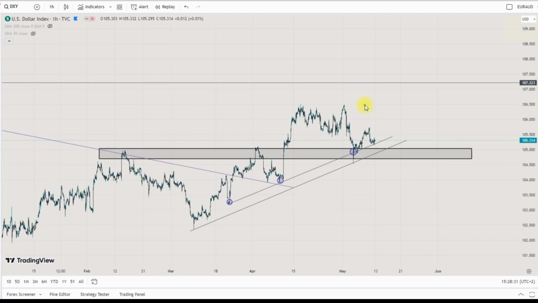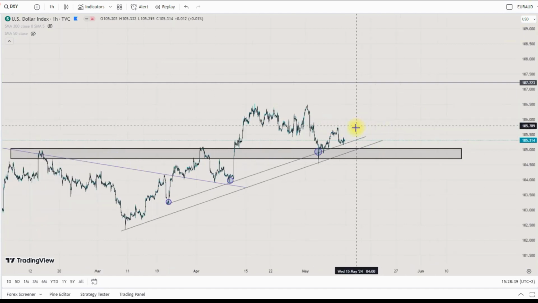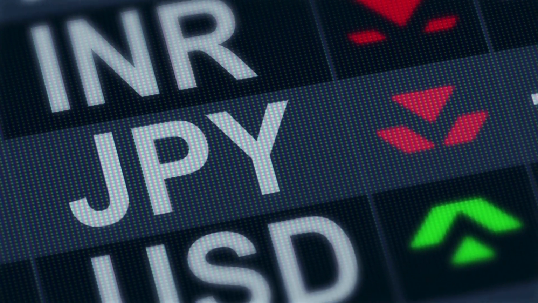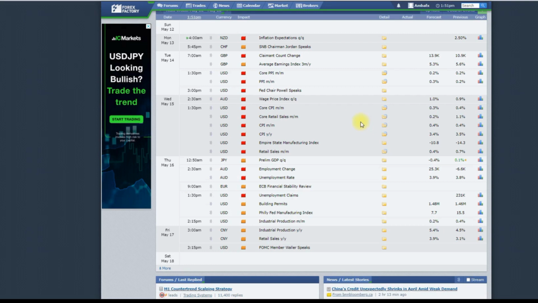Before we go to the individual currencies, you need to check the economic activities of next week, so we can position ourselves for the opportunity. Monday is a quiet day, and then on the 13th of May we have the inflation expectation. Later that day we have the Bank of Switzerland governor, that is the chairman's speech, later on Monday.